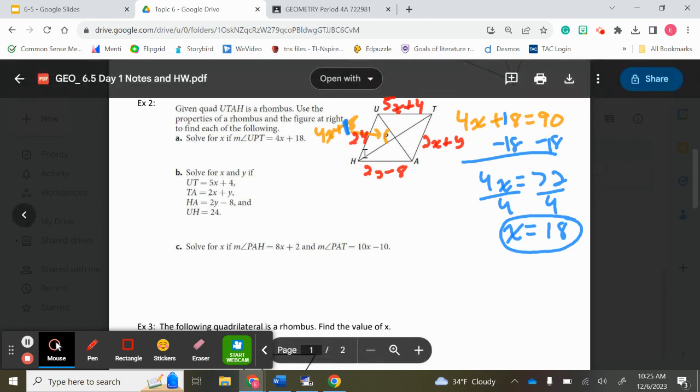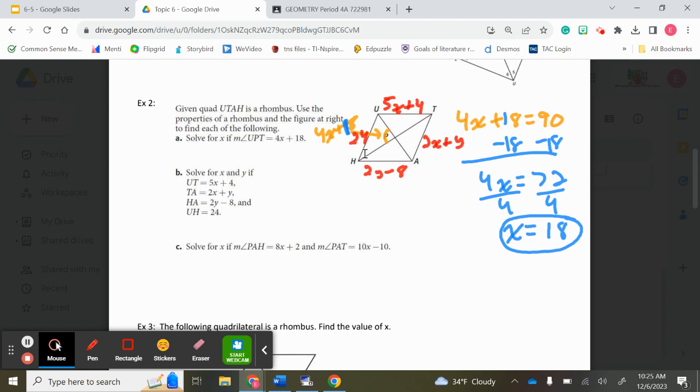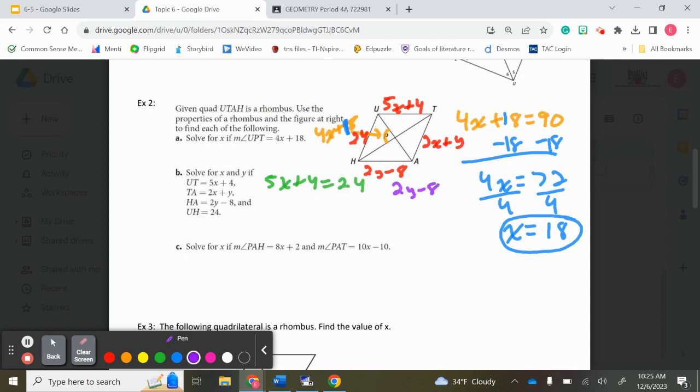They're all going to be equal to 24. So I don't have to necessarily work with this one unless I really want to. I'm going to work with 5x plus 4 equals 24, and I'm going to work with 2y minus 8 equals 24. Why don't you guys solve for those and then tell me what x and y equal?